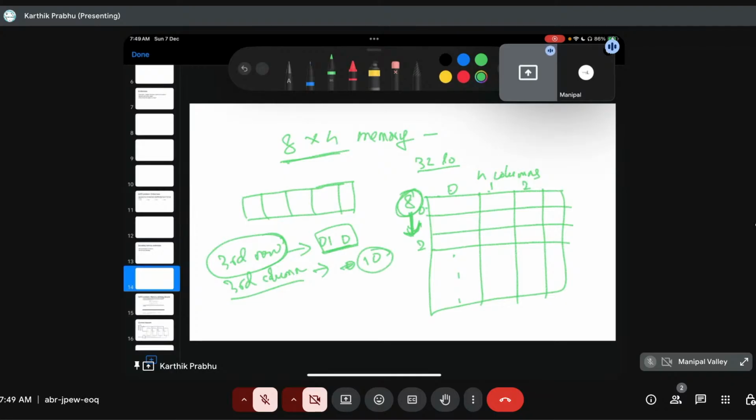But one thing to keep in mind is that the number of bits which we can use to represent rows is 3 bits, because we have 8 locations. So 8 locations need 3 bits. So we need to pad this 1, 0 to 0, 1, 0. I've already explained how to pad, right? Left padding.